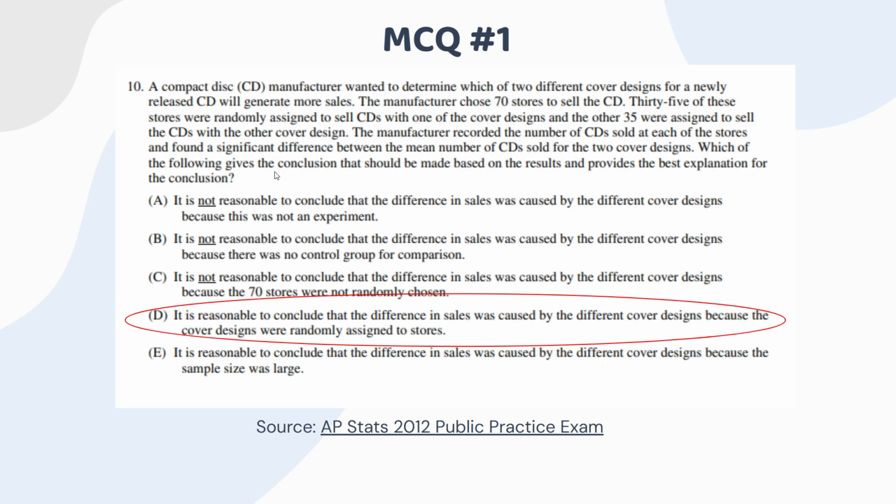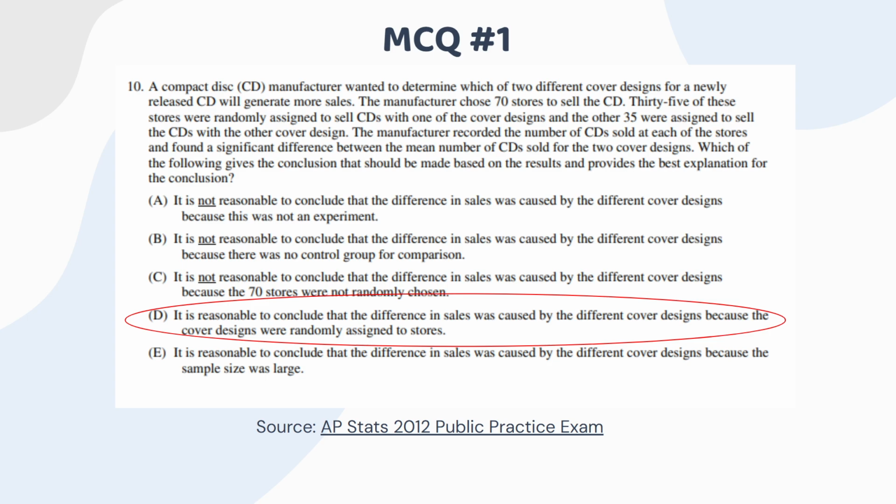So, the reason why it's D is because we can make a conclusion that the difference in sales was caused by the difference in cover signs. So we can infer that the response variable was caused by the treatments. Why? Because the cover signs were randomly assigned to the stores. Like we said earlier, when you do random assignment, your scope of inference is causation. But when you do random sampling, your scope of inference is not causation. Causation is contingent on random assignment to groups.